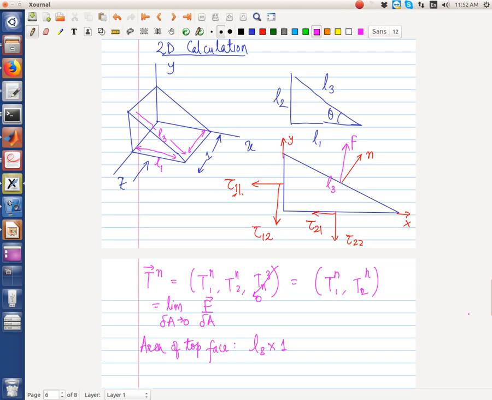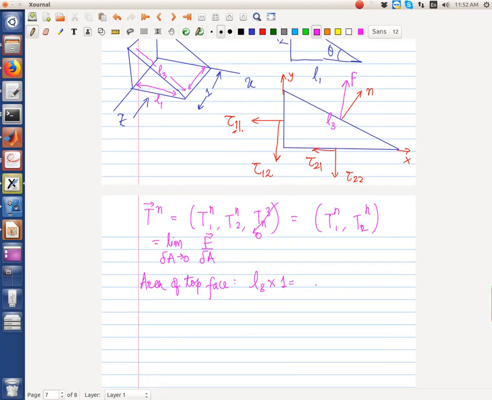So the area of the top face is L3 into 1, which is simply equal to L3. Similarly, the area of the left face is L2 into 1, equal to L2, and the area of the bottom face is equal to L1.